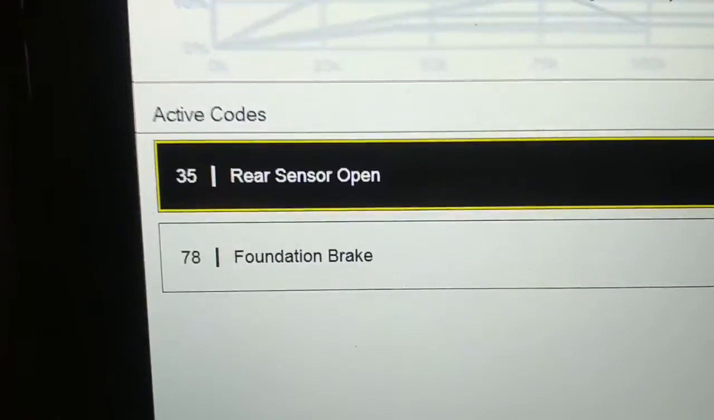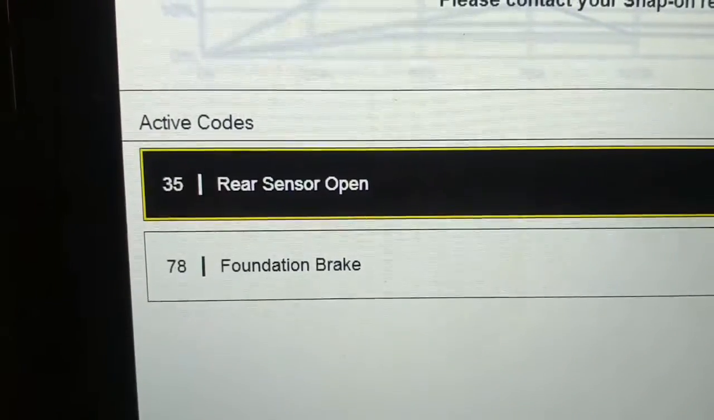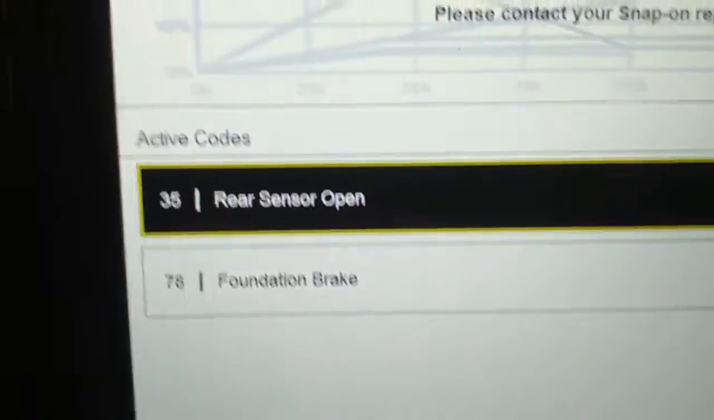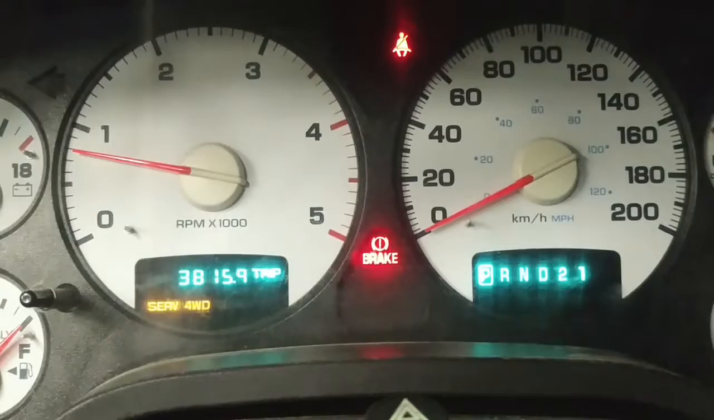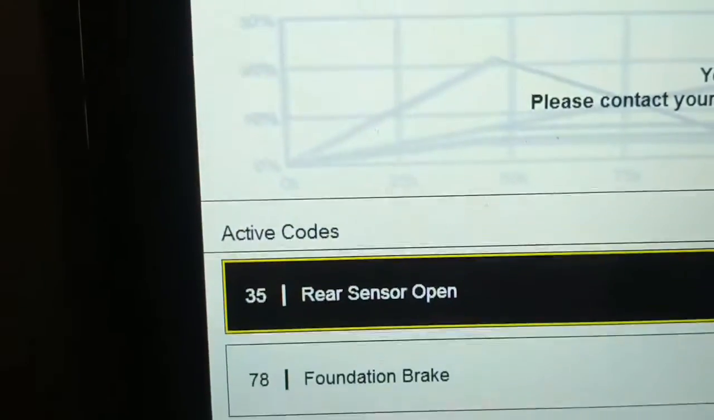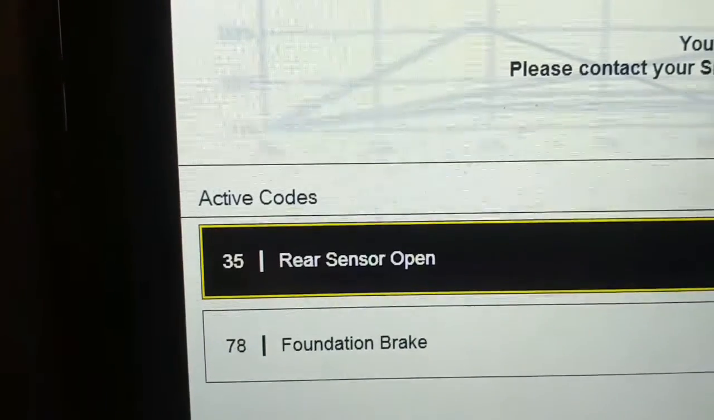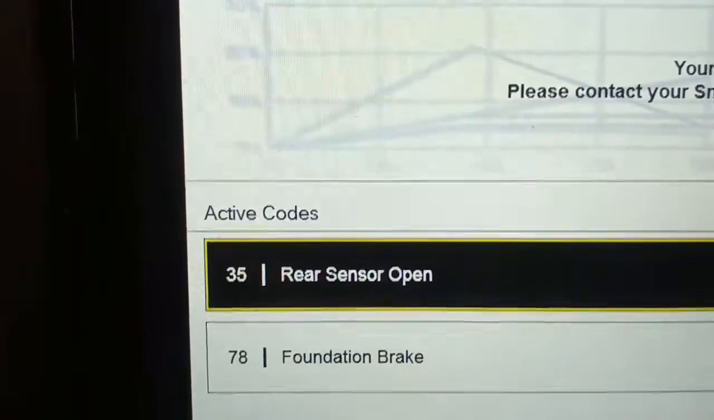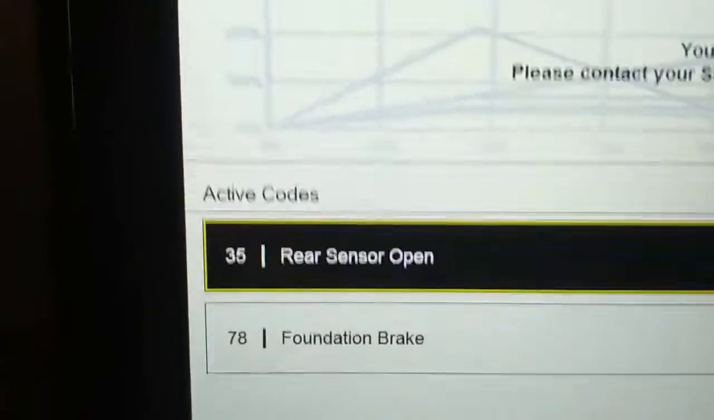So here are the active codes in the ABS system now. Rear speed sensor open and foundation brake, and I think that's why the brake warning light is on. I think the low fluid level sensor in the master cylinder is intermittent because of the way the light flickers. I'm going to try bypassing that switch.